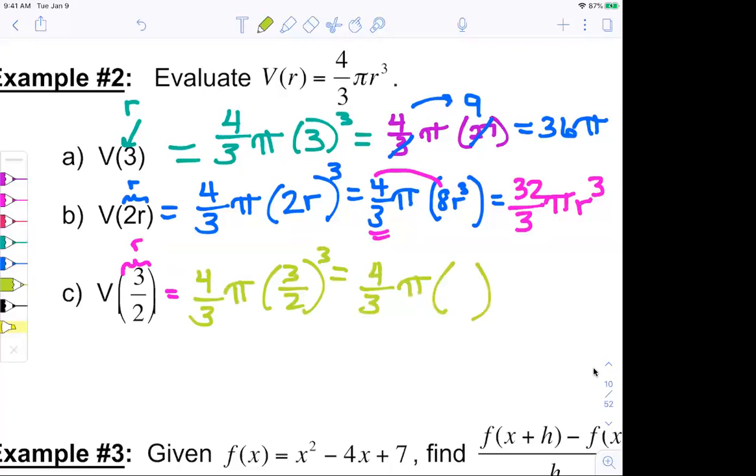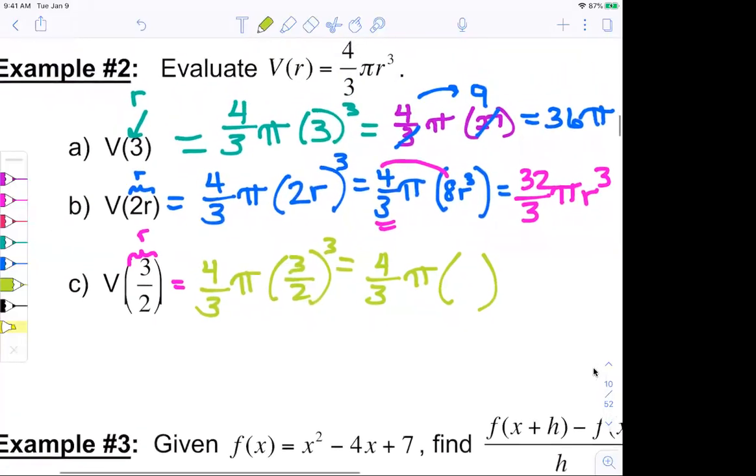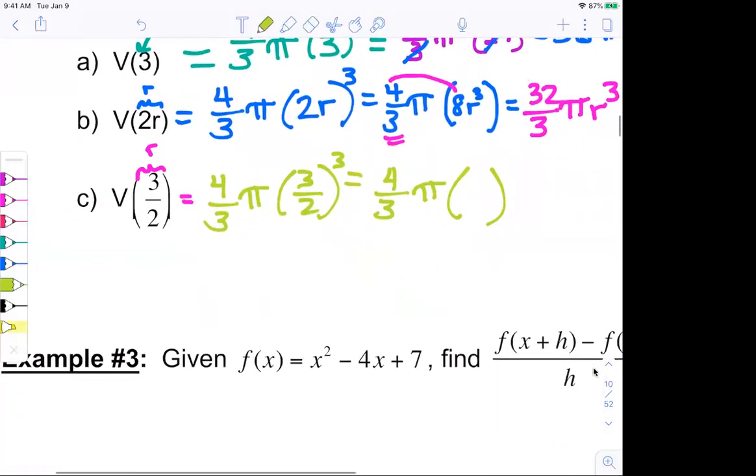You can easily cube a fraction without using a calculator. You do the top, you do the bottom. Cube the number on the top, cube the number on the bottom. So if I cube 3, I get 27. If I cube 2, I get 8.